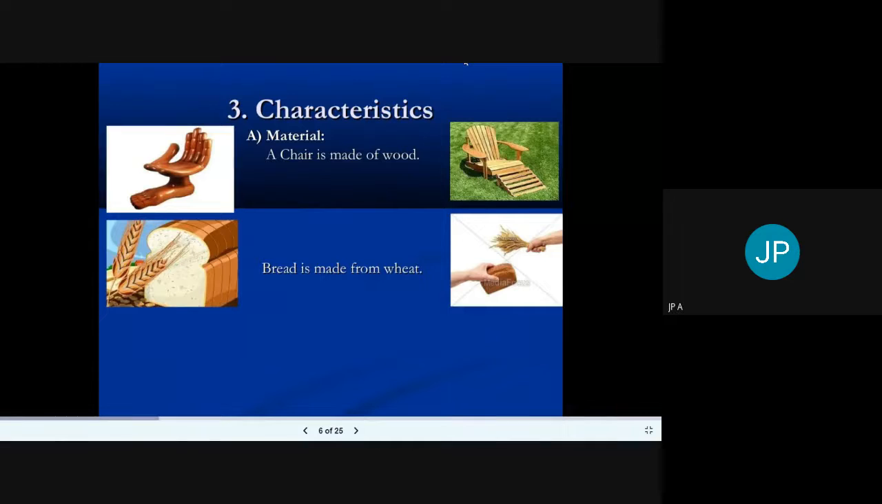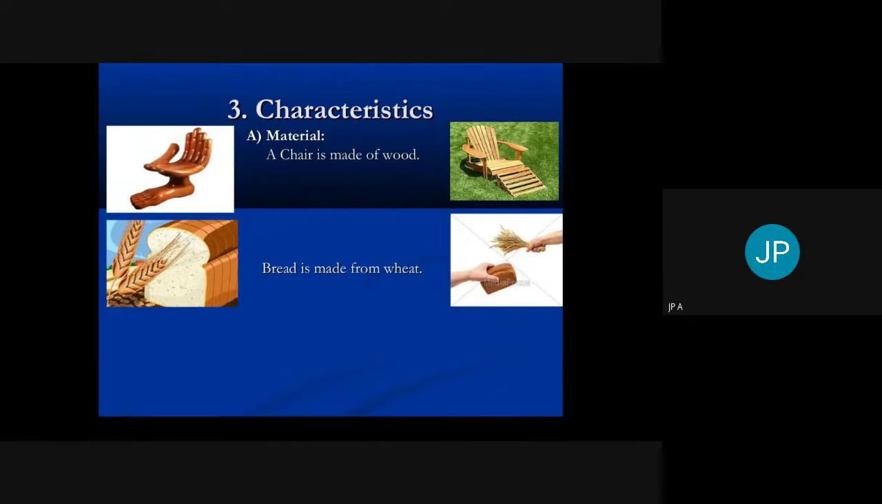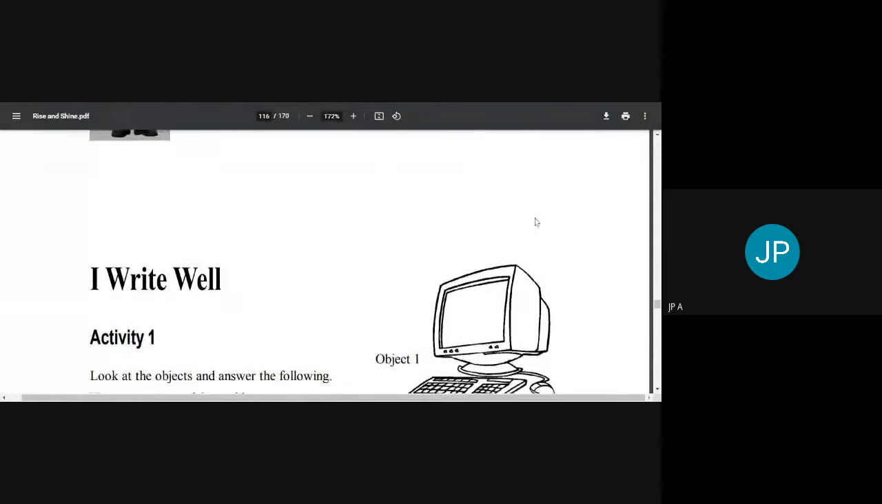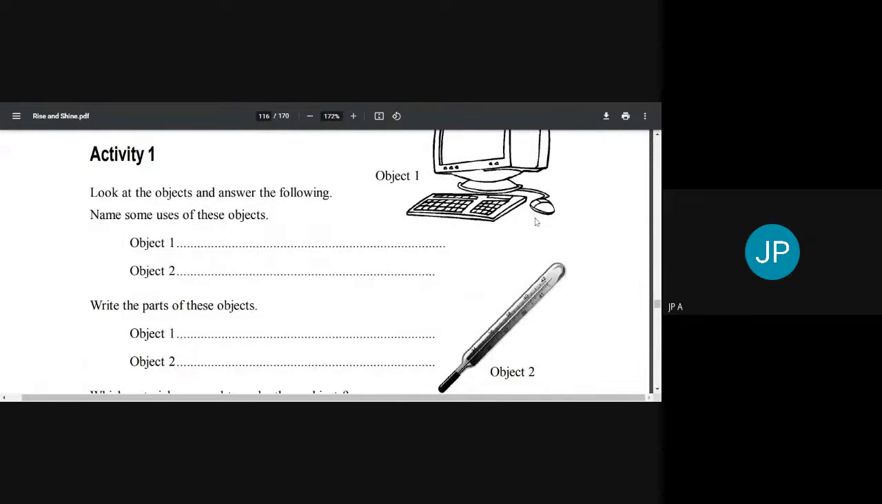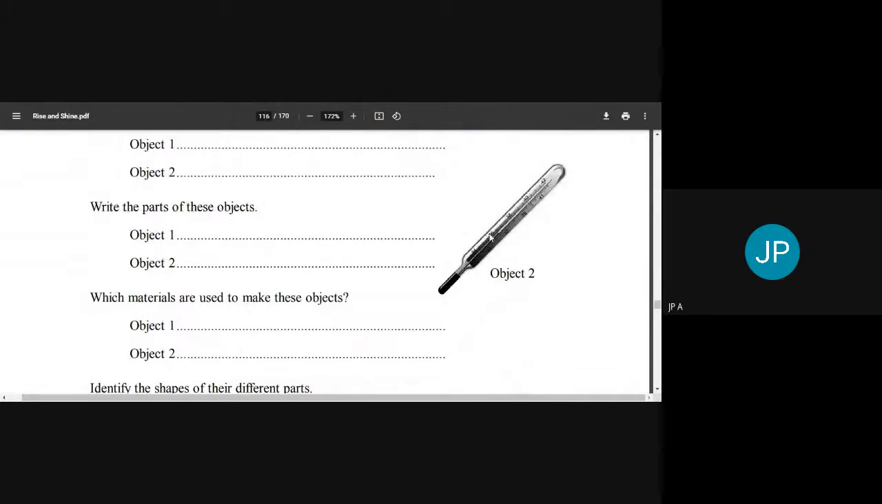Okay. Then we talk about the different characteristics of these objects. That is, what is it made of? Because if you look at these objects which are given here in the textbook, I repeat, this is on page 102, they are all made up of different things. For example, this is a thermometer. It has a steel tip, it has a glass body, and it has mercury inside it. So the different parts are made up of different things. That is what is known as the material. What is it made of?